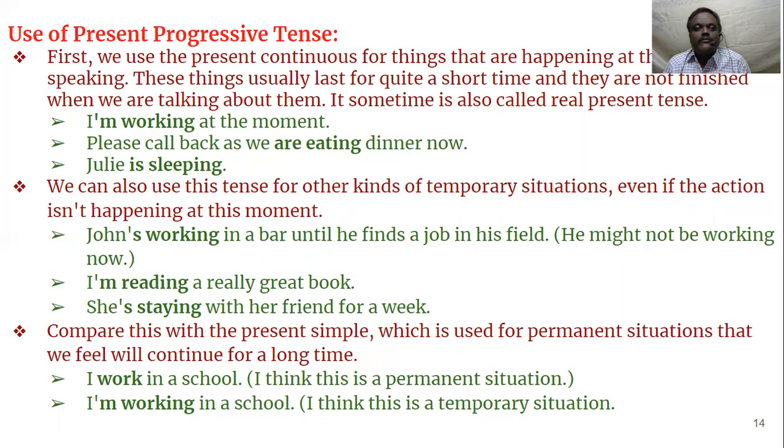So right now I am speaking, I am talking, I am teaching, I am taking video. Please call back as we are eating dinner now. Right now it's happening. Julie is sleeping. Right now she is sleeping, in that way.